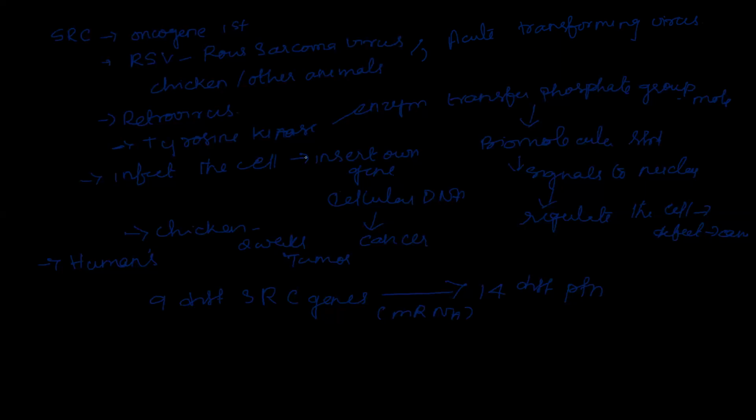Now, once it gets injected into a chicken, it is going to form a large tumor within 2 weeks, and cells growing in an abnormal manner were also found in the case of humans. Now, there are 9 different SRC genes identified so far, and based on the processing of mRNA produced by this gene, there are 14 different proteins.